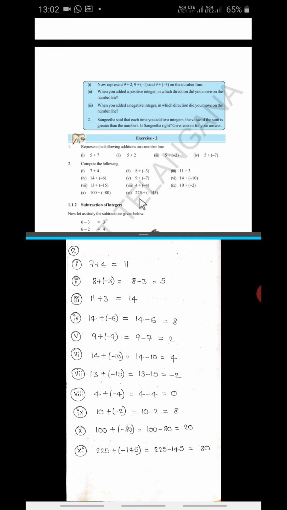Next question. 225 plus of minus 145. 225 plus of minus 145. That equal to... Again it becomes minus in between the two numbers. So the answer is 80.